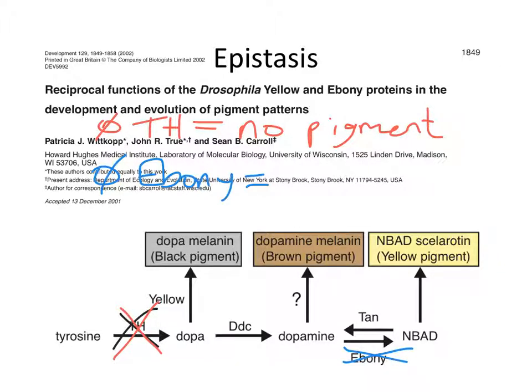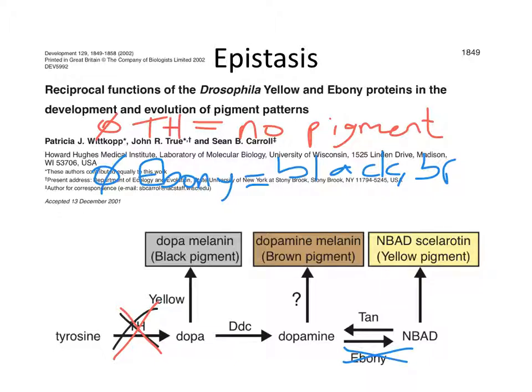So if we get rid of ebony, what colors might this Drosophila fruit fly include? Brown. Right, it can still, so tyrosine hydroxylase is here. This is just a single mutation. So you can still make black, you can still make brown. This pathway is blocked at the step towards making specifically yellow. So you get black and brown when you knock out ebony.